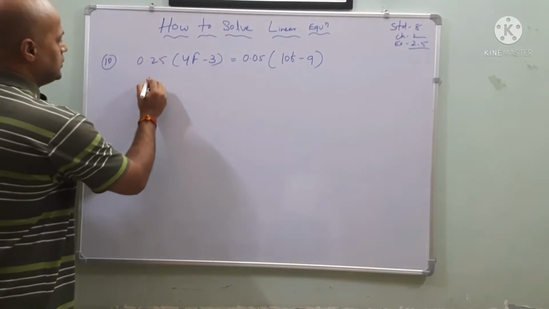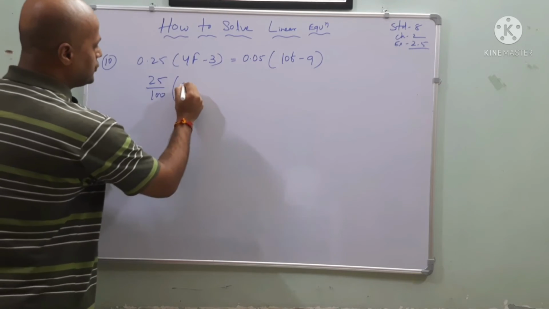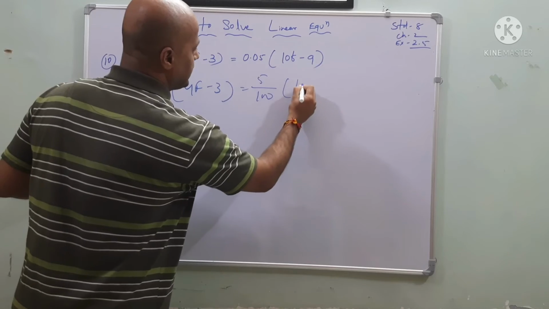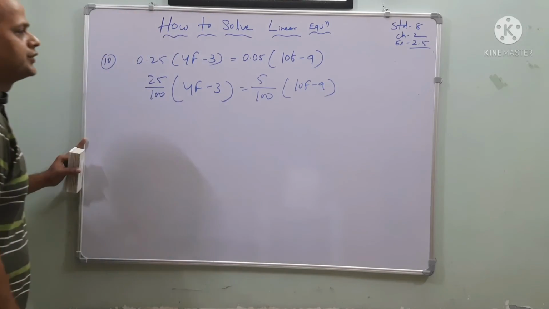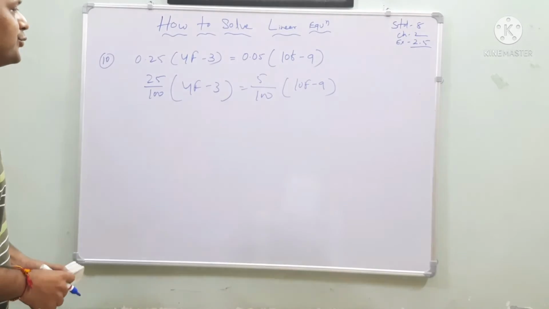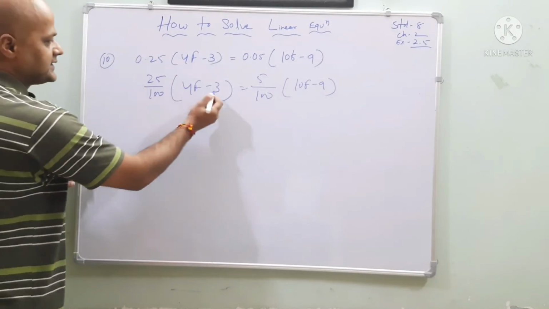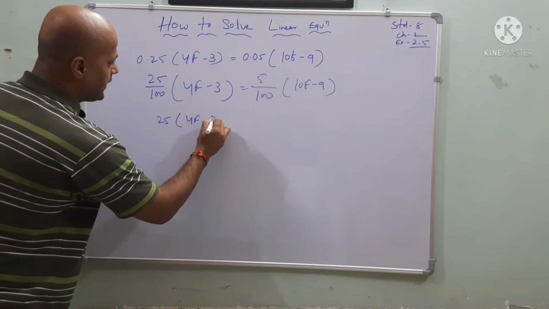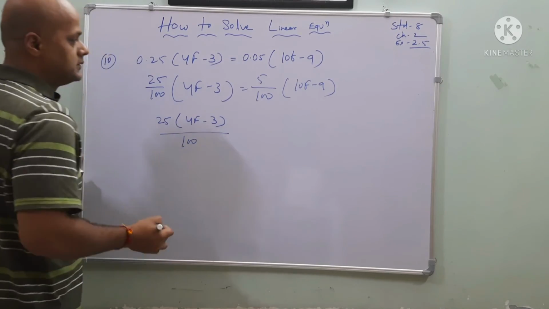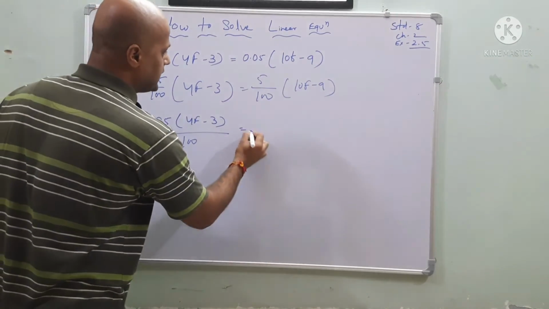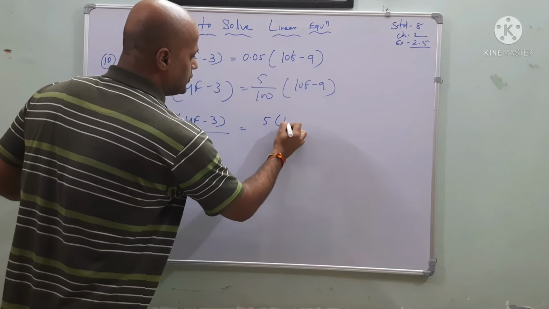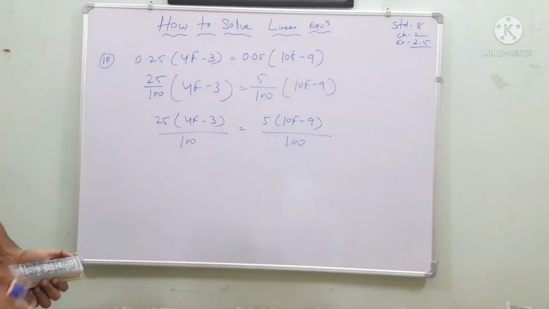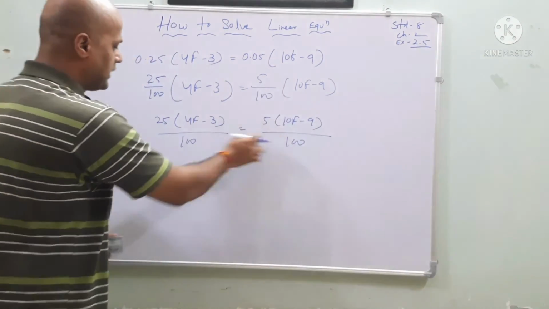What is that? 25 by 100 into 4f minus 3, and here 5 by 100 into 10f minus 9. Yes or no? Again I can change this one to 25 into 4f minus 3 whole divided by 100, because it is multiplied. That's why I am making whole divided. And 5 into 10f minus 9 whole divided by 100. Same thing it is, my dear friends.